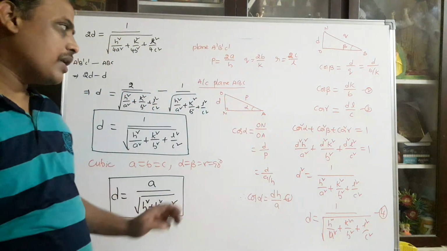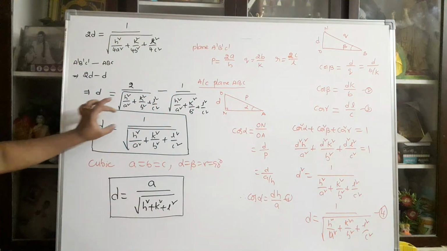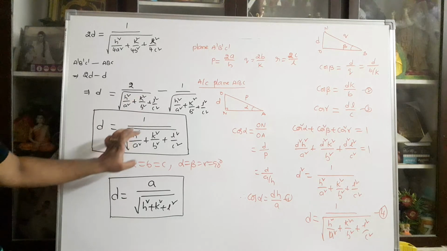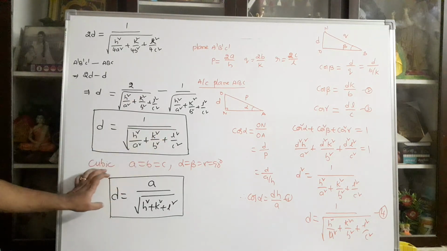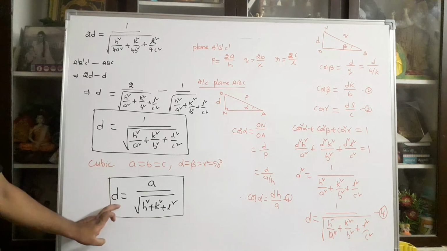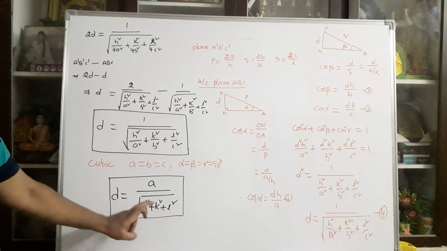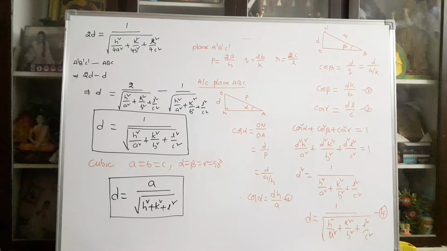So that interplanar distance can be written as d is equal to 1 by square root of h square by a square plus k square by b square plus l square by c square. Particularly, for the cubic structure, that formula can be converted into a by square root of h square plus k square plus l square. That is the calculation procedure.